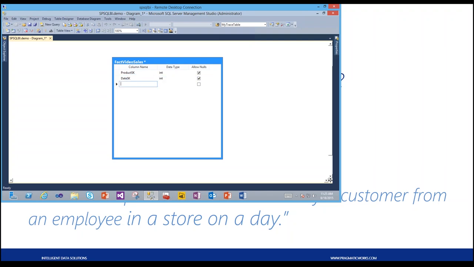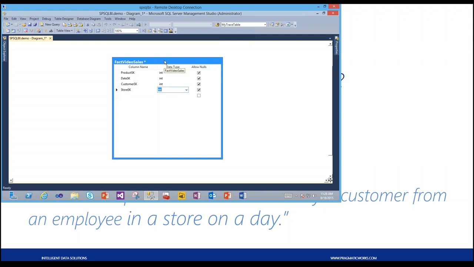And a customer is going to be associated with the transaction, so we're going to have a customer SK for that. And we're going to discuss what an SK is in a second. And then also we've got product, we've got date, we've got customer, and what was the other one we said we were going to do? And we've got store, right? This is going to be happening in a store.